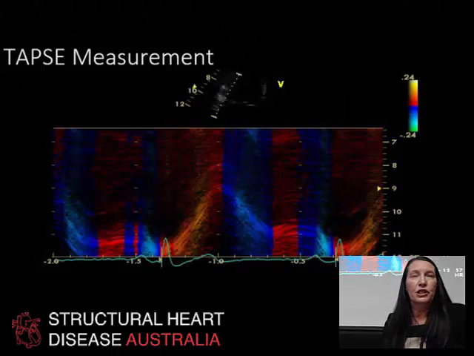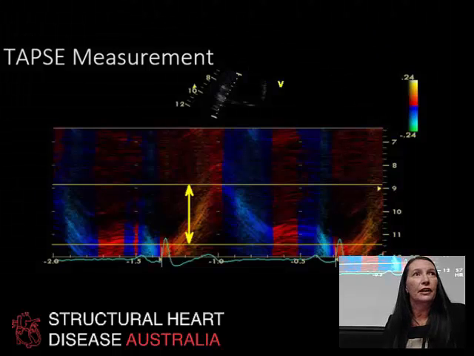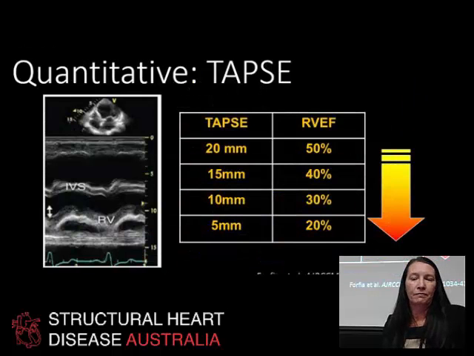So you can see here, if we measure TAPSE, we want to measure at the very nadir, and then measure how far it comes in longitudinal shortening, and in this particular patient the TAPSE is 26 millimetres. What does it mean? Well, if your TAPSE is greater than 15 millimetres, there is a very good chance that you have a normal RV ejection fraction. And as the TAPSE drops off, as elegantly demonstrated in this paper, the right ventricular ejection fraction drops off dramatically.